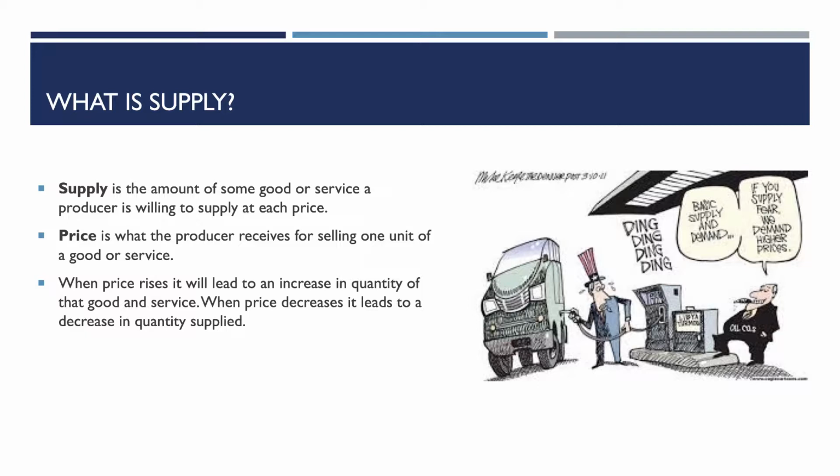Now, what is supply? Supply is the amount of some good or service a producer is willing to supply at each price. Price is what the producer receives for selling one unit of a good or a service. When price rises, it will lead to an increase in quantity supplied of that good or service. When price decreases, it leads to a decrease in quantity supplied.